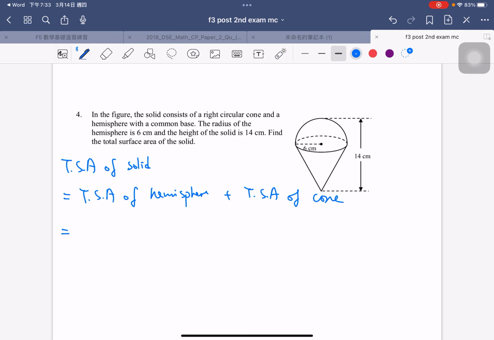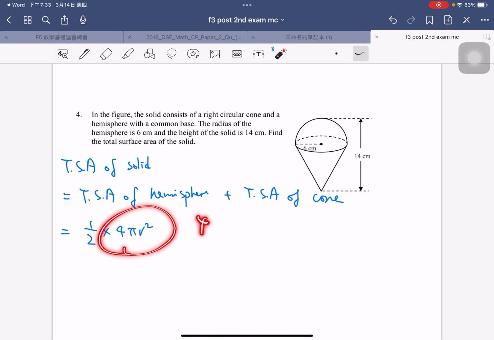So now you write down the general formula for a hemisphere, which is half of a sphere. So half times 4 pi r squared. Lots of you always confuse 4 pi r squared with 4/3 pi r cubed. This one is the total surface area, but this one is for the volume, isn't it? Because r cubed is for the volume. Squared is for the area, isn't it? Okay, so now we add the total surface area of the cone, which is 1/3 pi r squared h.